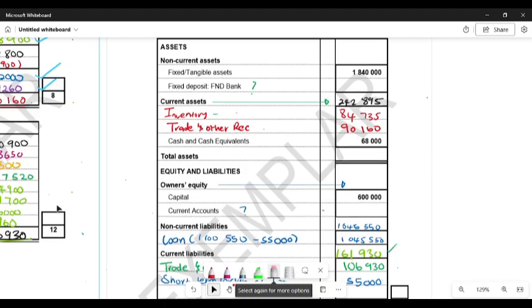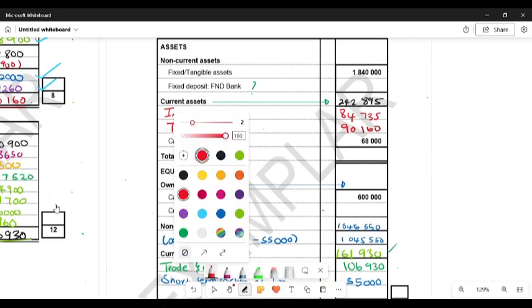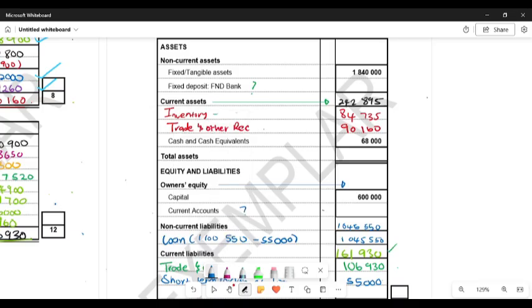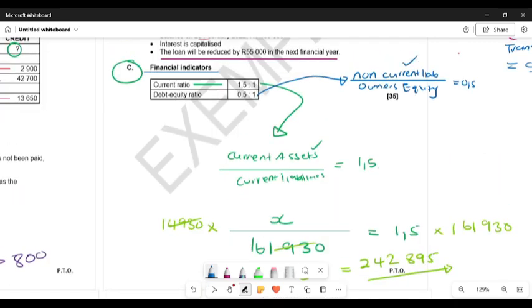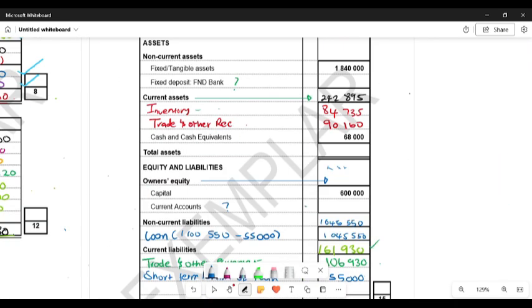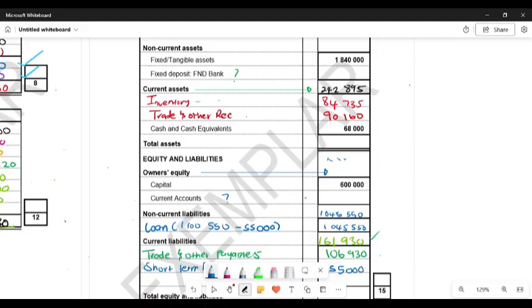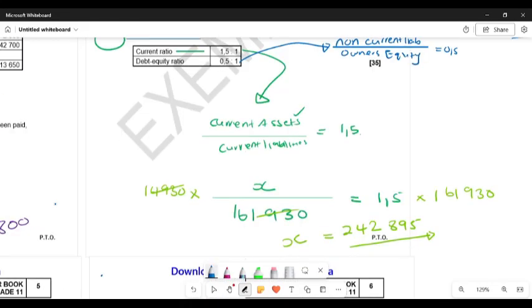Now let's go down. There was another balance that we needed to determine, which is our current account balance. Remember, I said if you can get the owner's equity balance, we can get how much our current account is, right? Because remember, capital plus current account is going to give me my owner's equity. And remember the formula here, I said it is our non-current liabilities. Now, what is my non-current liability balance? It is this amount here, right? So it's my non-current liabilities, 1,045,550.